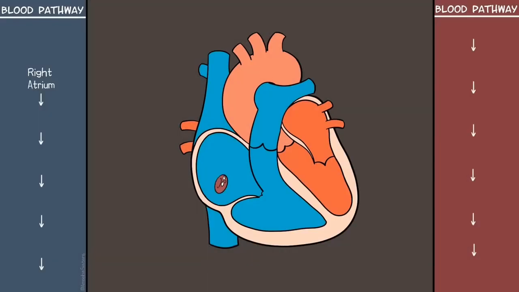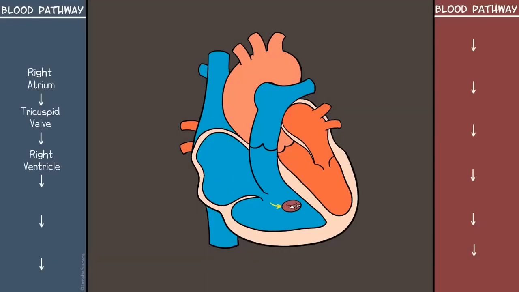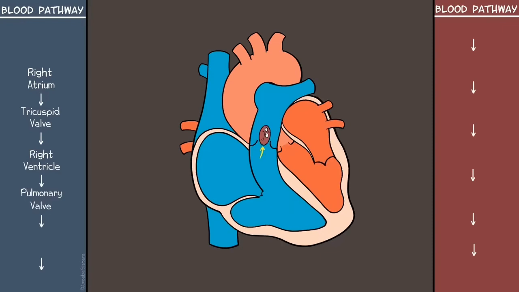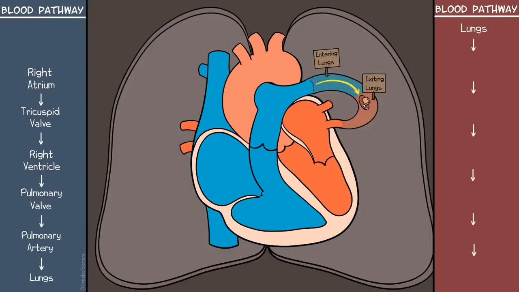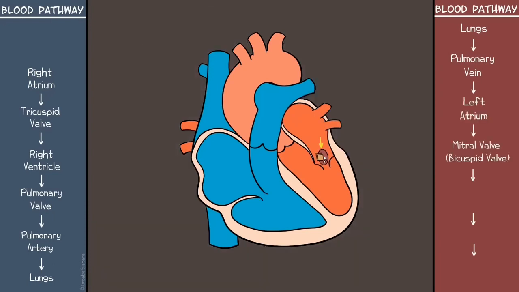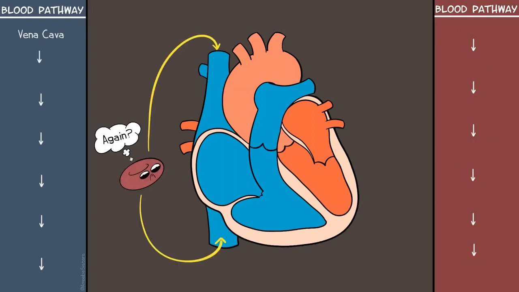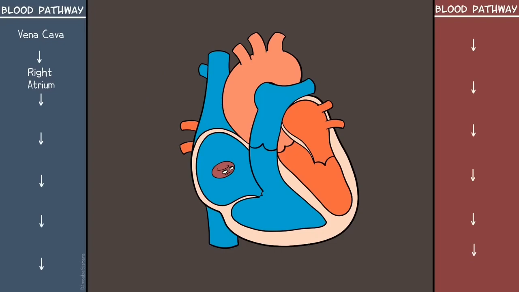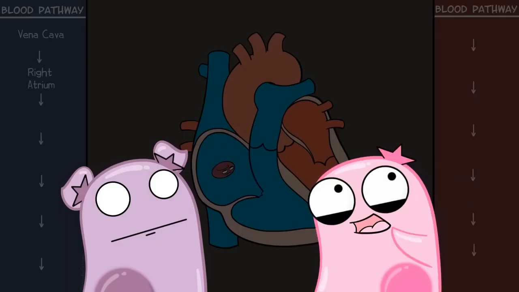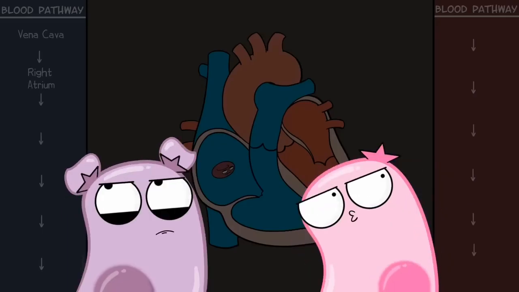Okay, all together. Right atrium, tricuspid valve, right ventricle, pulmonary valve, pulmonary artery, lungs, back through the pulmonary vein, left atrium, mitral valve, left ventricle, aortic valve, aorta. Takes it to the body, and then it will eventually return through the vena cava back to the right atrium again. Whew, it almost makes you want to turn it into a song, but we won't.